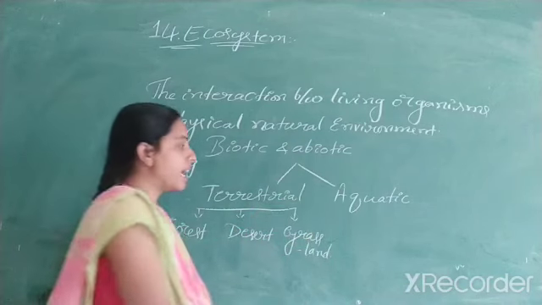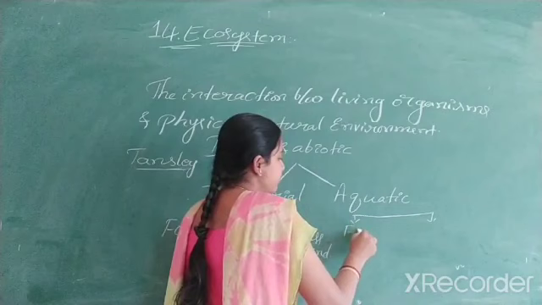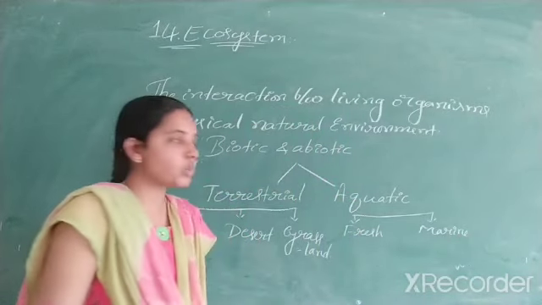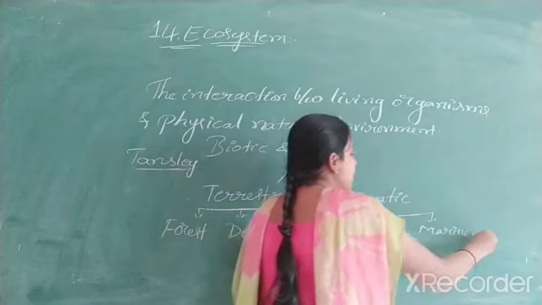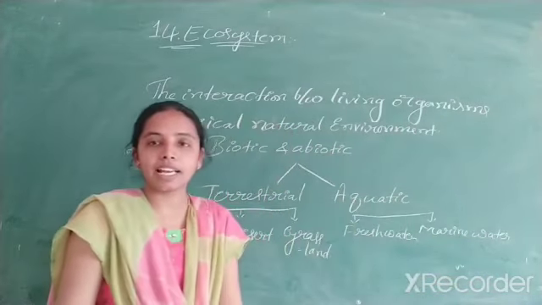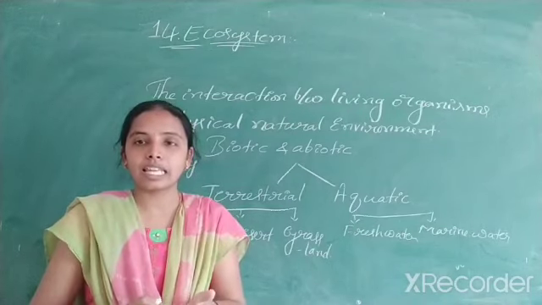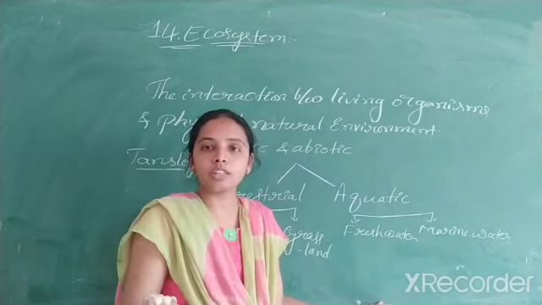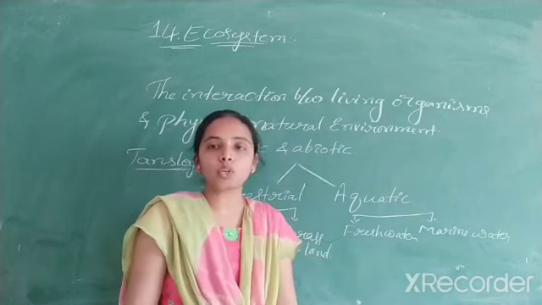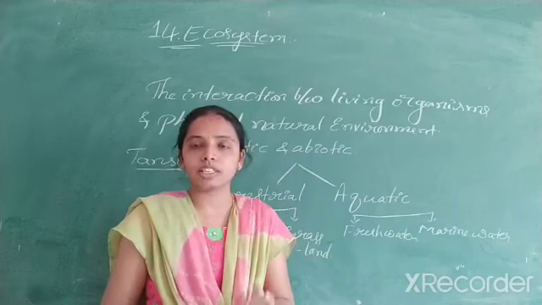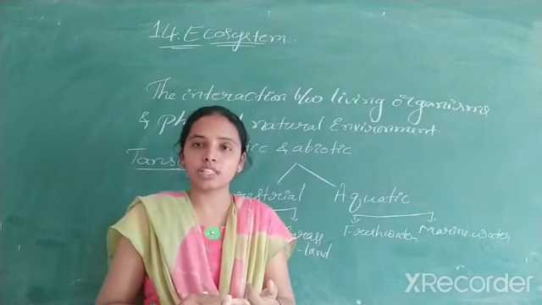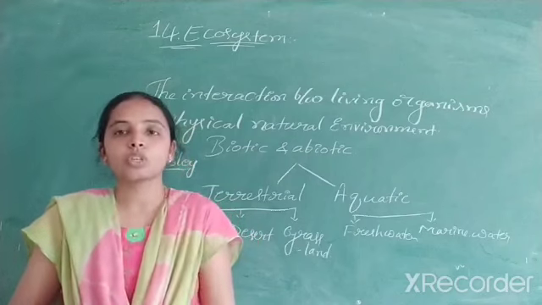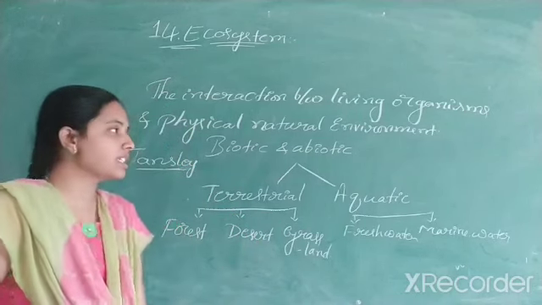Whereas an aquatic ecosystem is classified into freshwater ecosystem and marine water ecosystem. In fresh water, ponds, ditches, lakes, rivers, and streams are all classified under it. Marine water is salt water: ocean, sea, estuaries, and wetlands or lagoons. So this is the general classification that is present in an ecosystem.